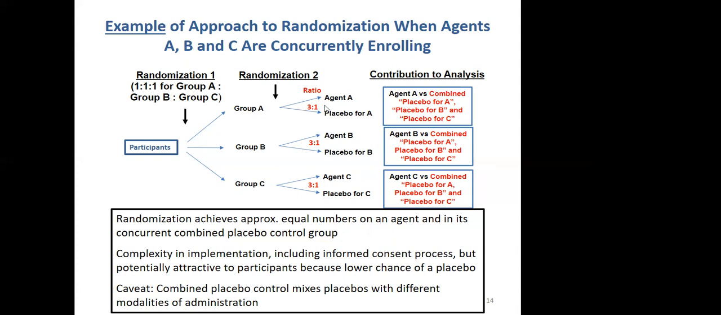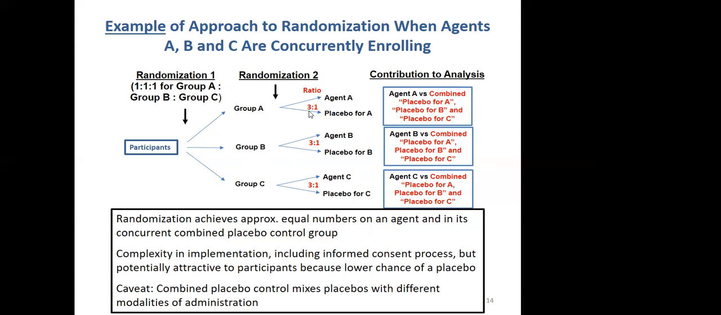And then the ratio in this second randomization, sorry, I should say that the ratio in the first randomization is just 1 to 1 to 1 between the different groups. In the second randomization, in this case, it's 3 to 1. And the 3 is coming from the fact that they could have ended up in 3 different groups initially. So why do we have that ratio?